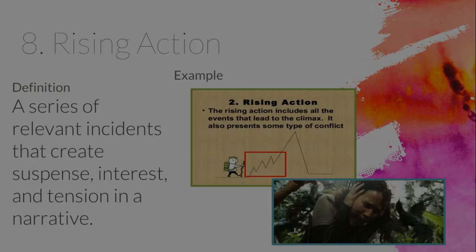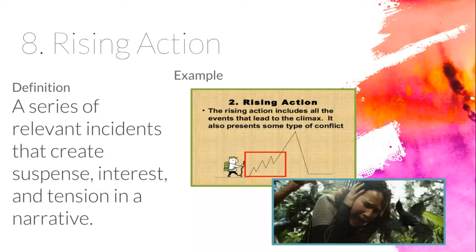That's the exposition. 8, rising action, a series of relevant incidents that create suspense, interest, or tension in the narrative. So think of it going up the mountain. What is happening? What's going on? A lot of times your protagonist is facing many different obstacles or battles before they reach the climax.